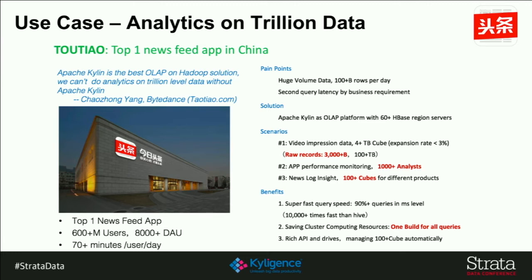So they built the OLAP system based on Apache Kylin, and it went into production last year. Today, the biggest one we have is video impression. When the user watches a video through their application, lots of data is collected. One cube contains 3,000 billion rows, that means 3 trillion. Think about it, with this data sitting in Hive, how slow the Hive query would be. The result using Kylin is less than 1 second for all the SQL queries. That is their production data.